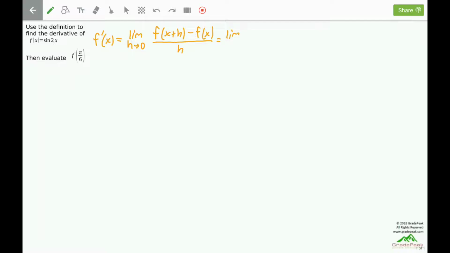The next thing I'm going to do is formulate f of x plus h. That means to take f of x, sine of 2x, and replace every x with an x plus h in parentheses. Sine of 2 times the quantity of x plus h. Then we're going to subtract from that f of x, which is just the sine of 2x, and all of that is divided by h. The next thing I'm going to do is distribute the 2 into the first sine function. So we will have the sine of 2x plus 2h, and then minus the sine of 2x all over h.